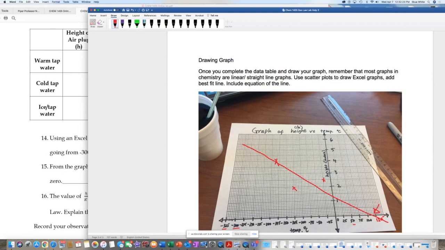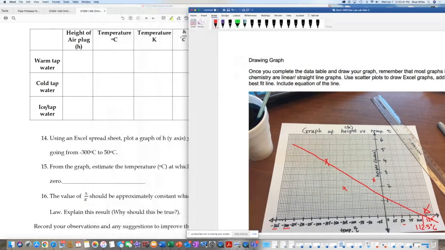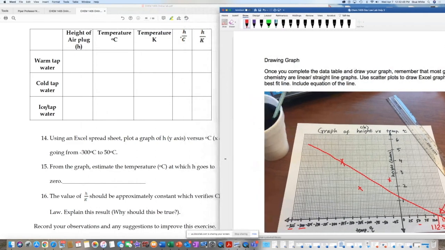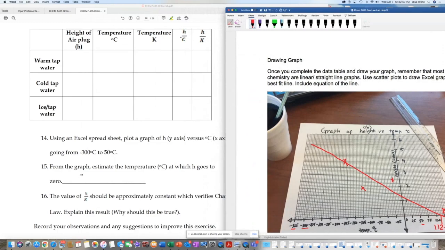Wait, calculator again. 25 divided by 2, 12 and a half, right. So it looks like this point is 112.5 degrees Celsius. Once again, this fake number is completely wrong. So I can then say, from the graph, I can estimate the temperature at which the height goes to 0 as positive 1.